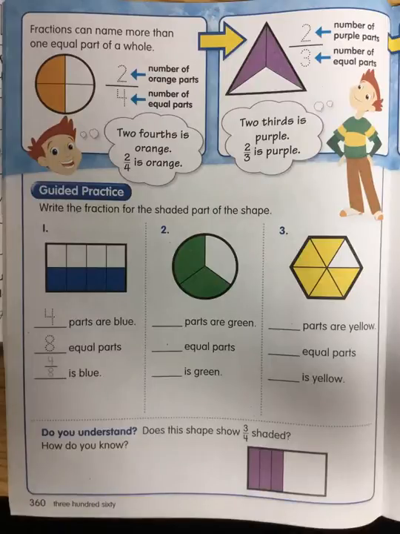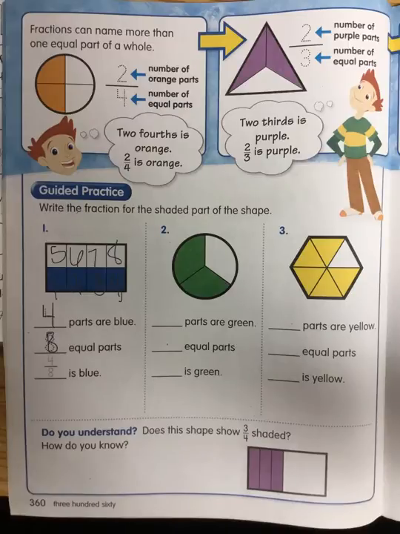All right, second graders, same thing as we did on the front. Write the fraction for the shaded part of the shape. Remember, it's always parts that are colored in over how many parts in all, the equal parts. So let's look at this. If I'm looking at number 1, there are 1, 2, 3, 4 parts that are blue. Out of 1, 2, 3, 4, 5, 6, 7, 8. Out of 8 equal parts.